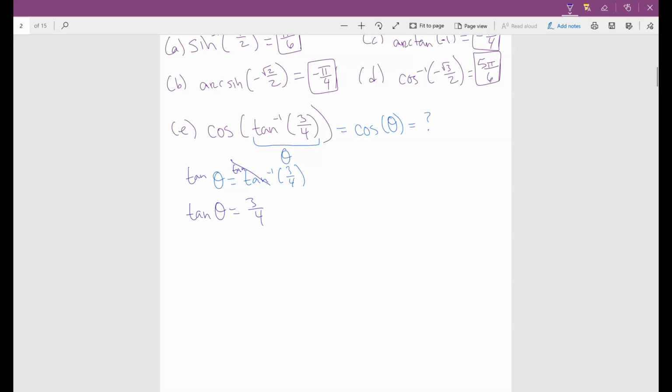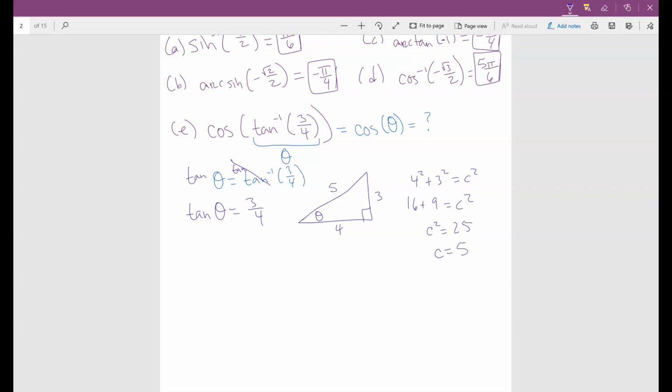Now let's think about this. We can write it as a triangle. Here's this angle theta. The tangent is just the opposite over the adjacent. And we can figure out what the hypotenuse is. That's going to be 4 squared plus 3 squared equals c squared. So 16 plus 9 gives me c squared. So c squared equals 25. So finally, c is going to be equal to 5.